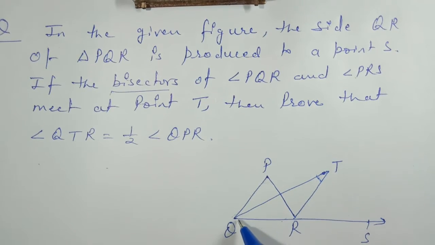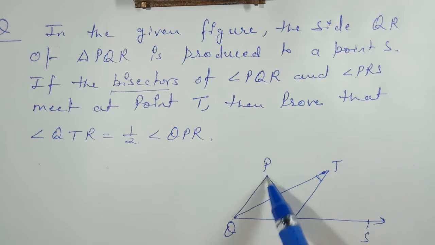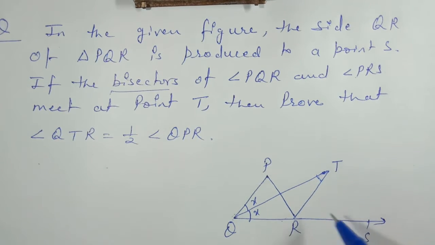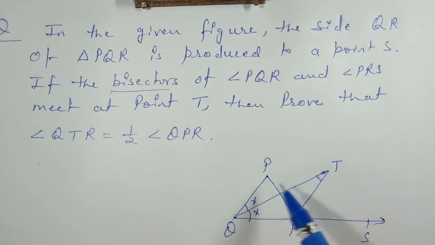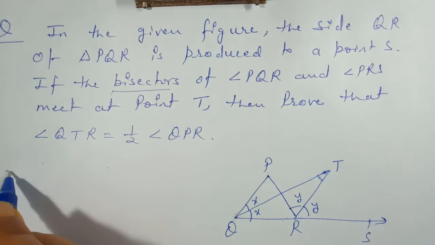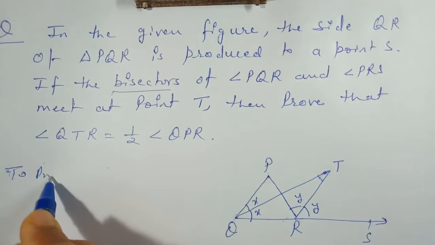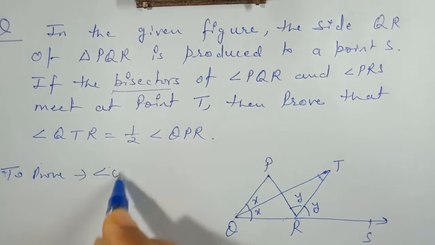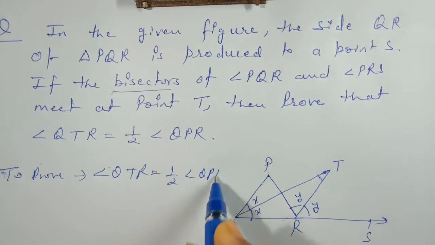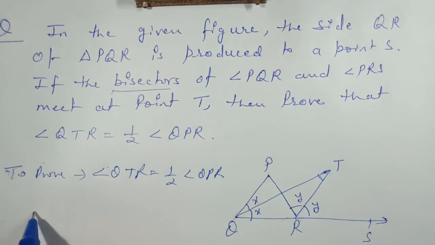Now one thing you have to note, QT is the bisector of angle PQR. It means these two angles are equal. Let us suppose them as X. And since RT is the bisector of angle PRS, these two angles will be equal. Let them be equal to Y. So let us prove it. What we have to prove over here is angle QTR is equal to half of angle QPR. So I am starting the proof.